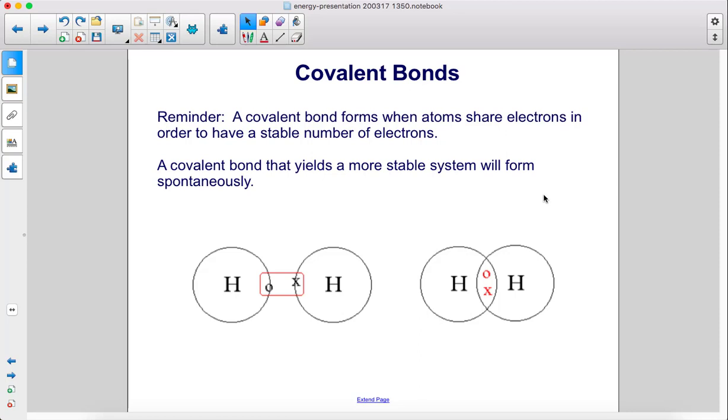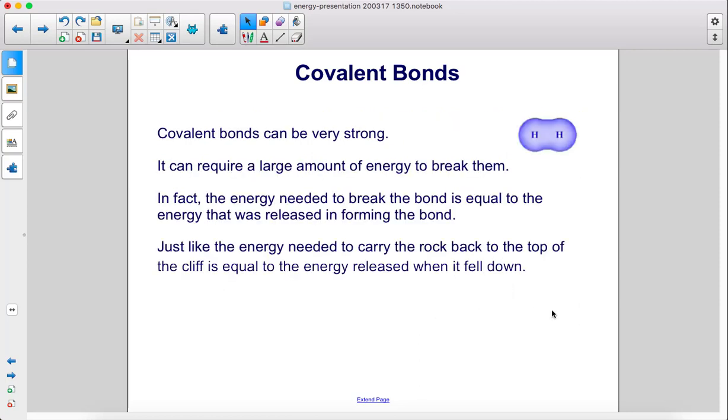Reminder: a covalent bond forms when atoms share electrons in order to have a stable number of electrons. A covalent bond that yields a more stable system will form spontaneously. Covalent bonds can be very strong. It can require a large amount of energy to break them. In fact, the energy needed to break the bond is equal to the energy that was released in forming the bond. Just like the energy needed to carry the rock back to the top of the cliff is equal to the energy released when it fell down.